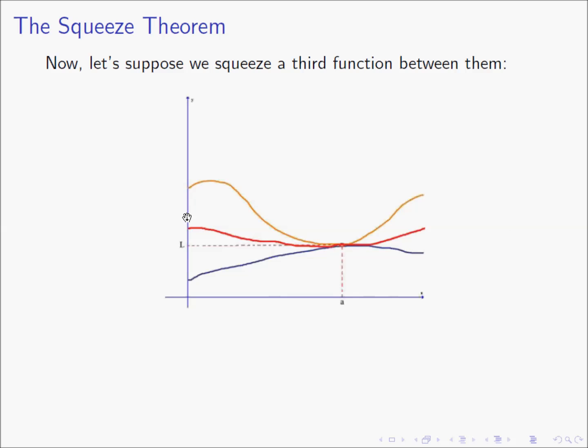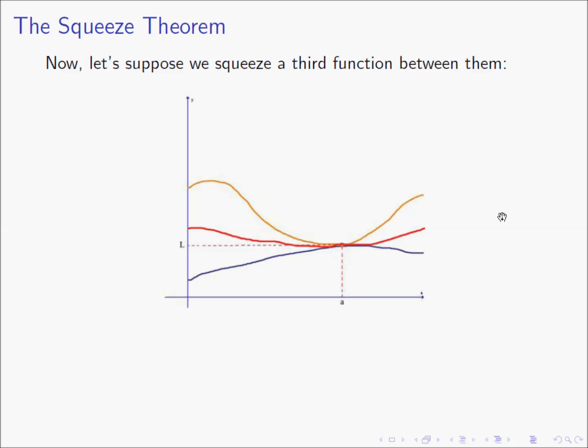Here we have the graph. Here this orange function is function g, and this blue function is function f. And we can see that as x approaches a, both functions approach L. So they have the same limit as x approaches a.